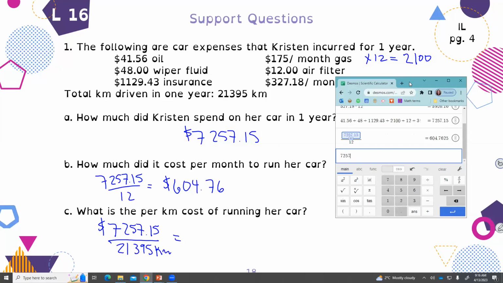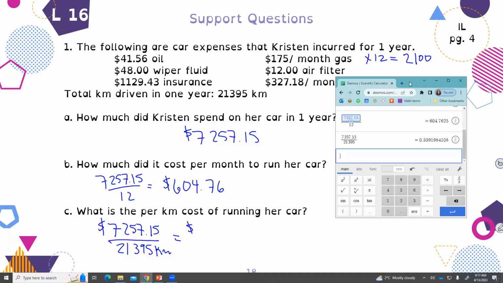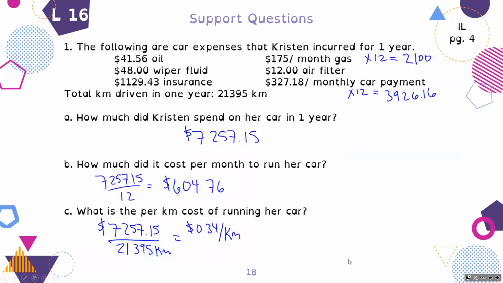So that means that by doing that division, we can figure out that it costs 34 cents a kilometer for her to drive for that year. And that's number one.